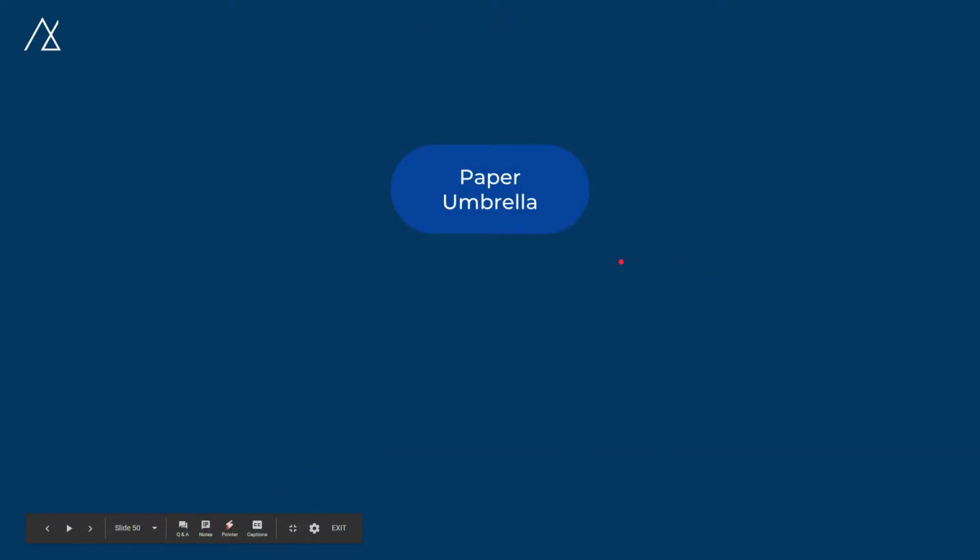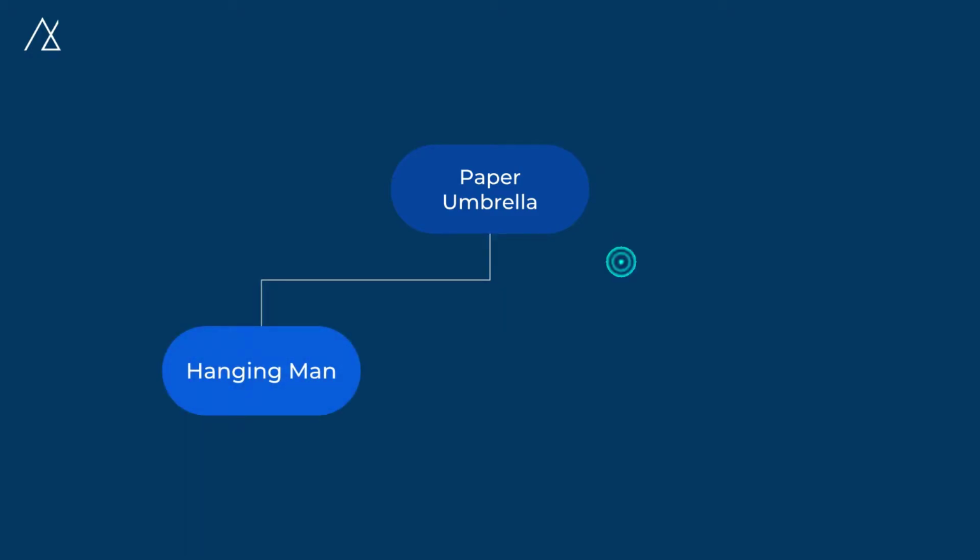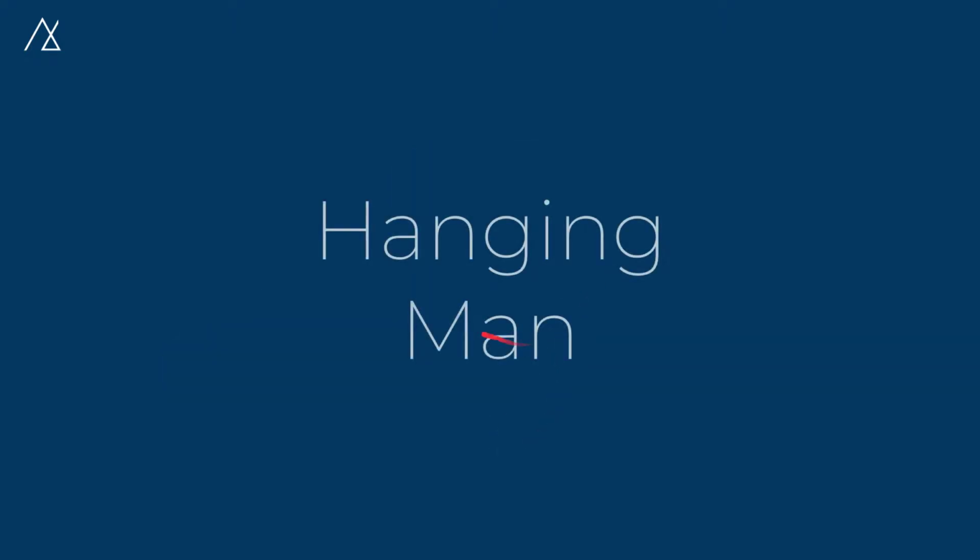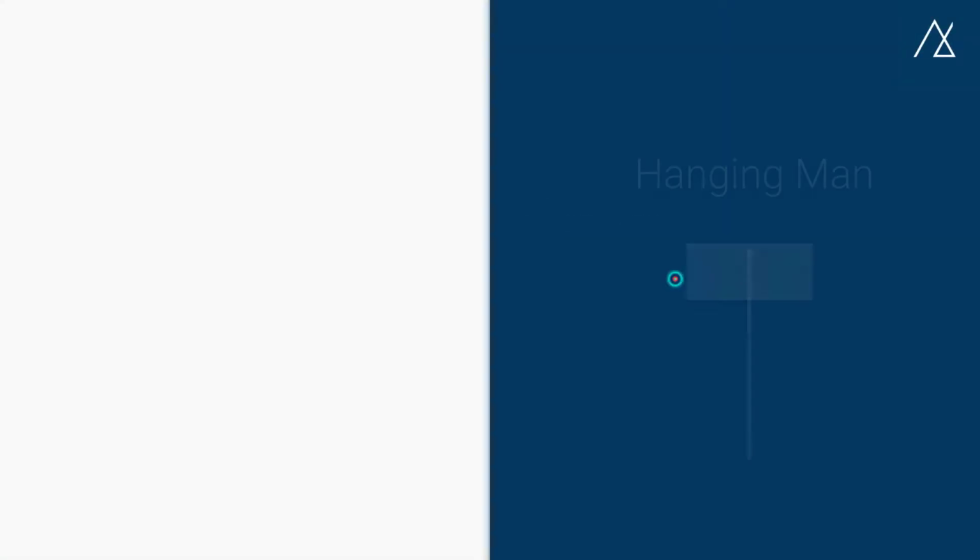Paper umbrella, we can divide into basically two parts. The first is the hanging man and the other one is the hammer. Both are similar and identical, but they are found in different trends. One is observed in an uptrend and the other in a downtrend. Let's start with the first one, that is the hanging man.